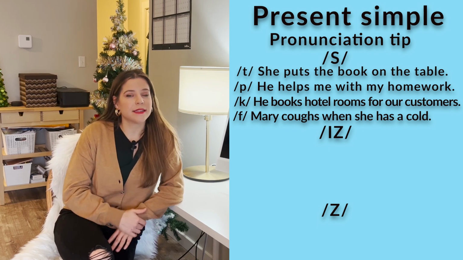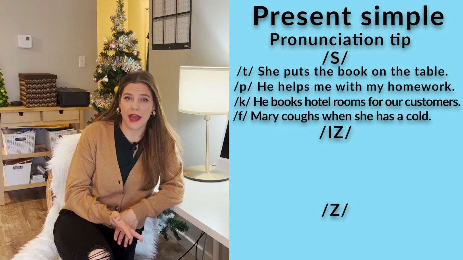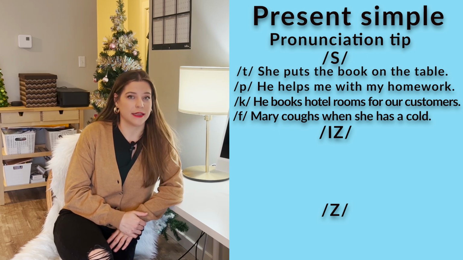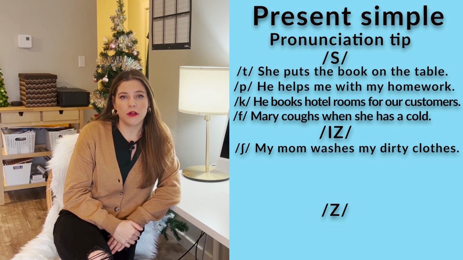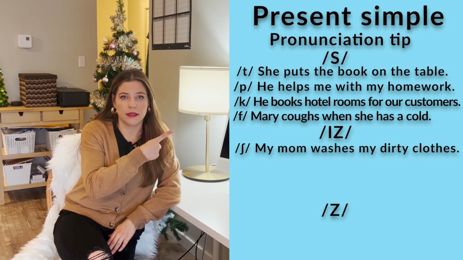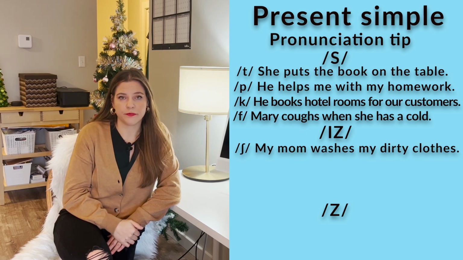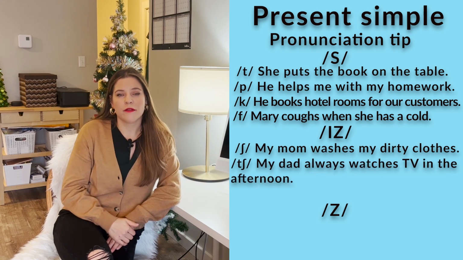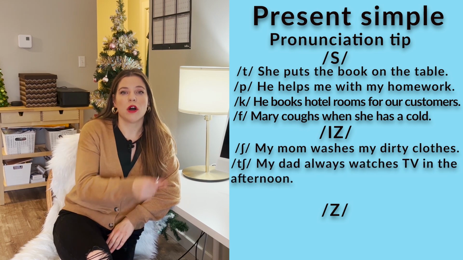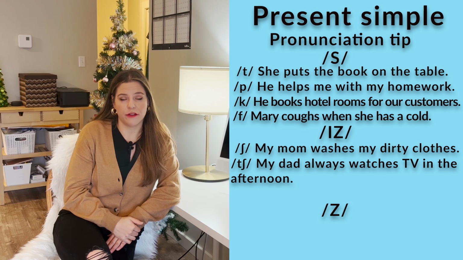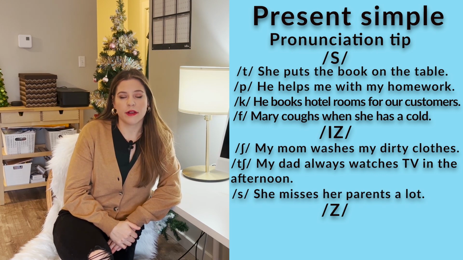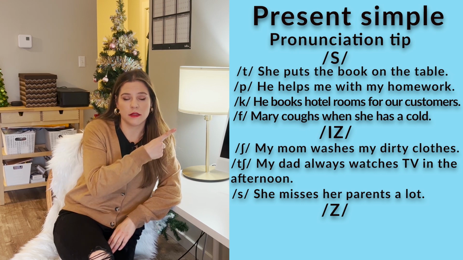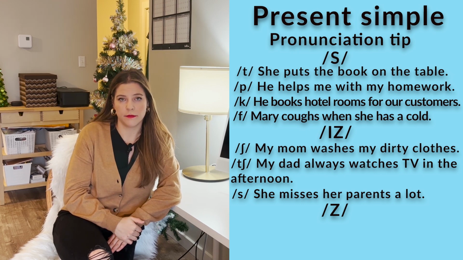Now, if the verb ends in one of the sounds that I'm going to tell you now, S sounds like iz. Sh. For example, my mom washes my dirty clothes. Ch. For example, my dad always watches TV in the afternoon. S. For example, she misses her parents a lot.